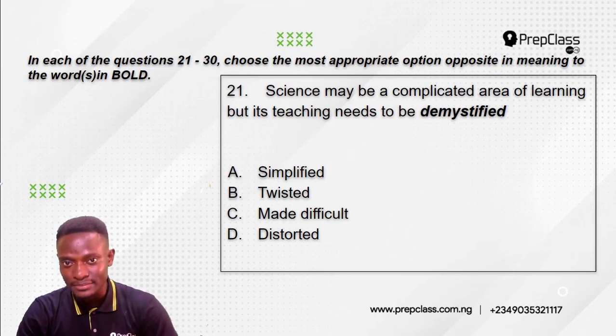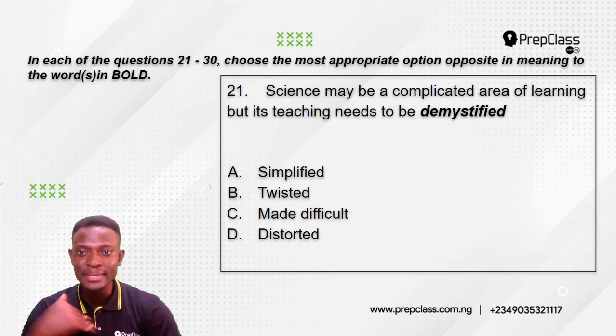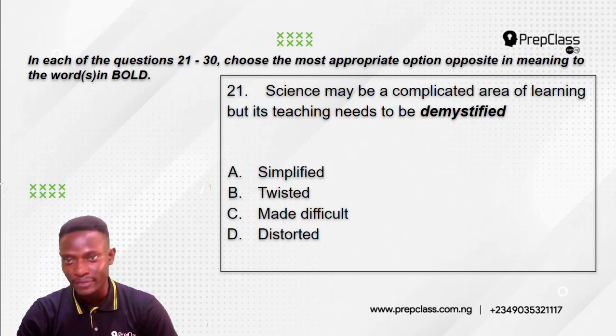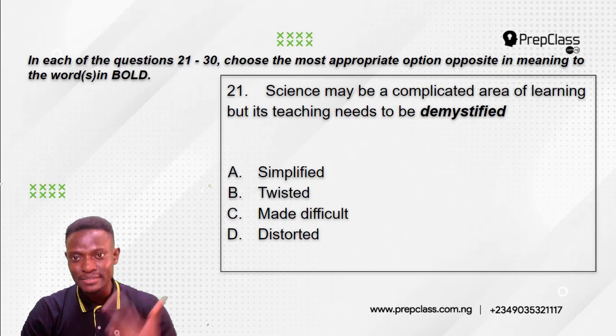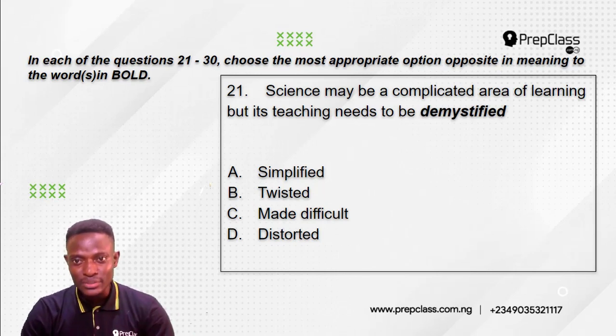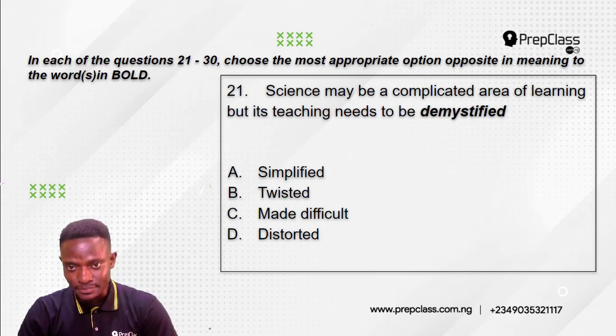Question 21 reads, science may be a complicated area of learning, but its teaching needs to be demystified. The word in bold here is demystified. So which option is the opposite in meaning to demystified? Option A, simplified. Option B, twisted. Option C, made difficult. Option D, distorted.